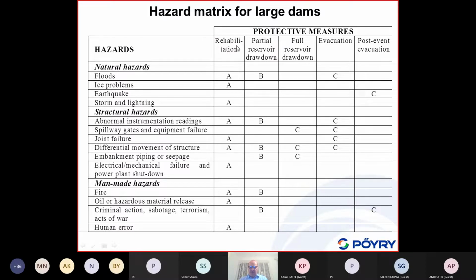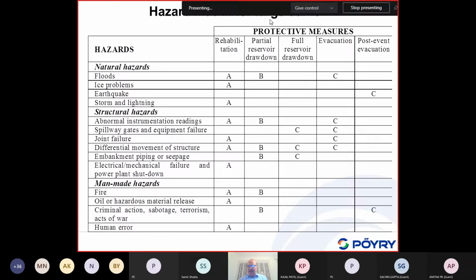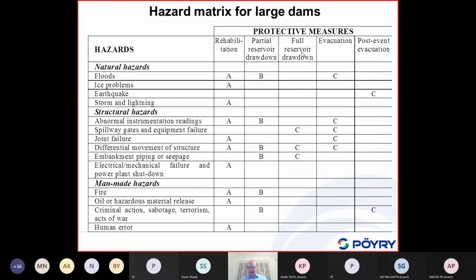If we have some deficiency, we can do a rehabilitation. We can do a partial reservoir drawdown, if it is more urgent. Maybe this can even be asked by the authorities, as I said, if the owner doesn't follow some instructions. We can ask for a full reservoir drawdown, as much as possible for some events. We can ask for evacuation, if that is possible, for some events. And in some cases, we have only the possibility of post-event evacuation or rescue, basically.